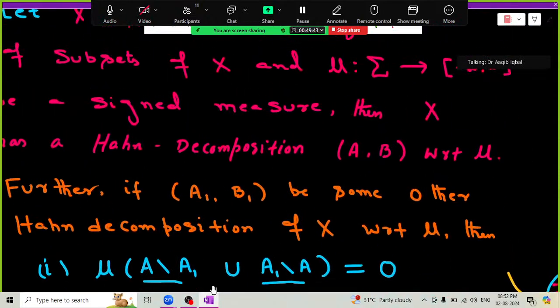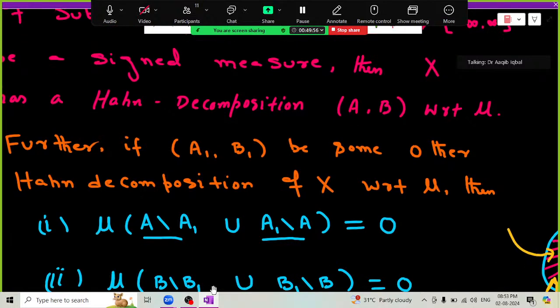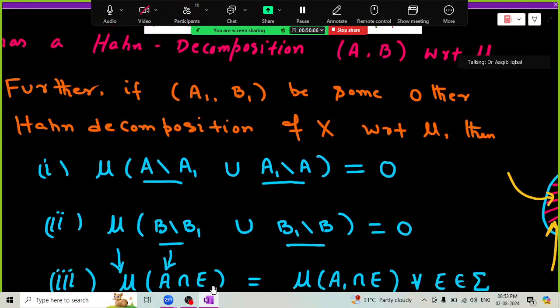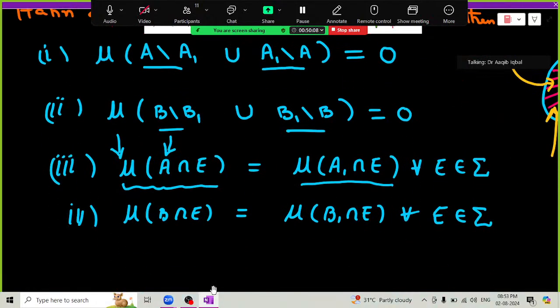Similarly, because A B is a Hahn decomposition, B is a negative set. So using this negative set B and this signed measure mu, you can create a measure. ठीक. And using this negative set B1 and signed measure mu, you can create another measure. और ये जो fourth point है हमारा यहाँ, this tells us those two measures will also be same. ठीक है.